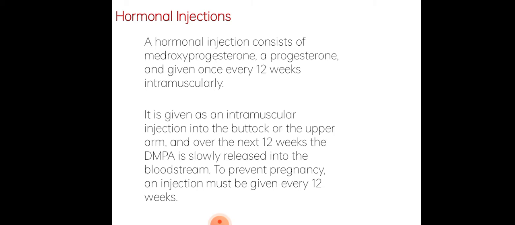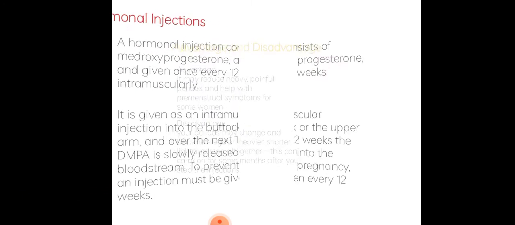Hormonal injections. A hormonal injection consists of medroxyprogesterone, a progesterone, given once every 12 weeks intramuscularly. It is given as an intramuscular injection in the buttock or the upper arm, and over the next 12 weeks the MPA is slowly released into the bloodstream to prevent pregnancy. An injection must be given every 12 weeks.